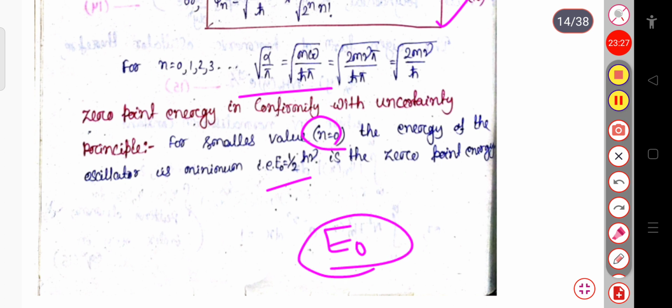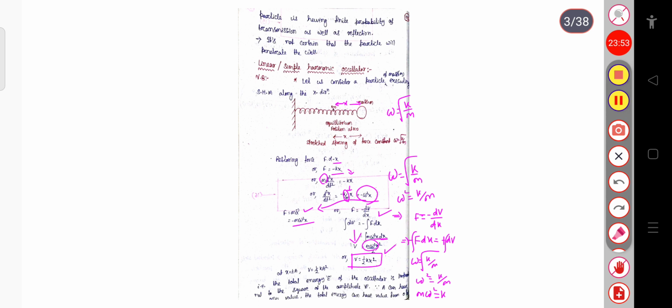Basically we can say that in case of the quantum simple harmonic oscillator, the ground state energy is not 0, as it is in case of the classical harmonic oscillator, but here it possesses some energy. That's why it is called the zero point energy or the ground state energy, and its value is equal to 1 by 2 hν. So this is all about the quantum simple harmonic oscillator.